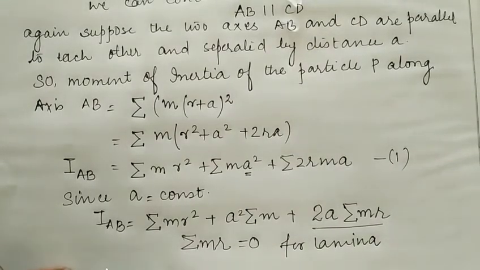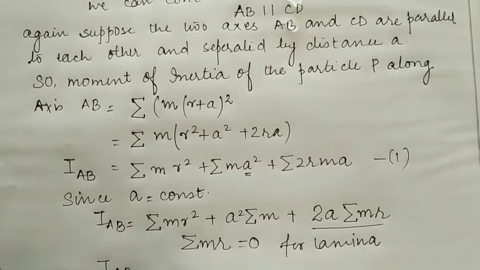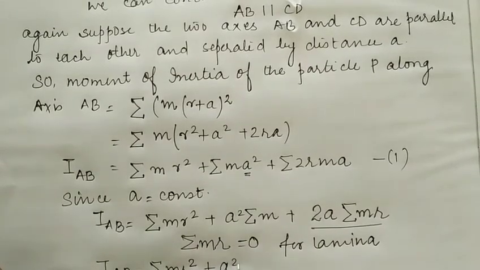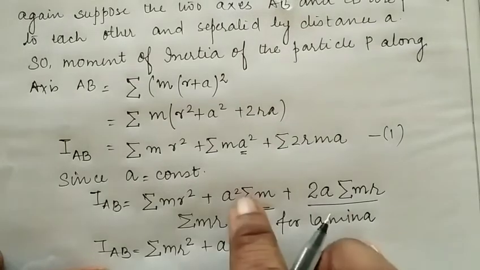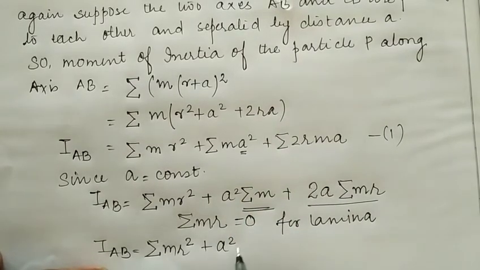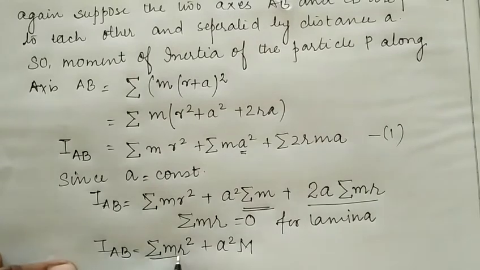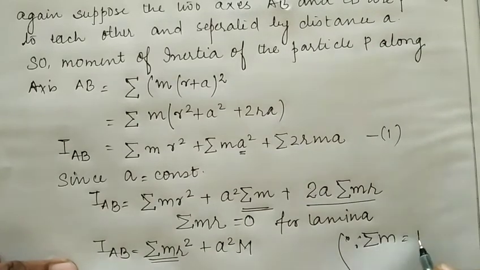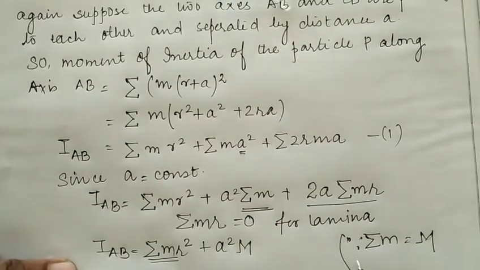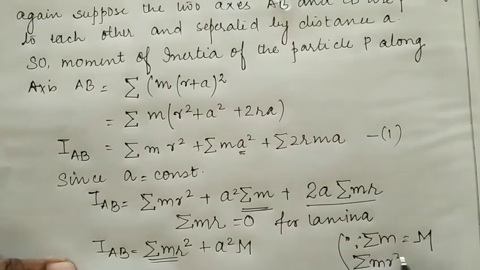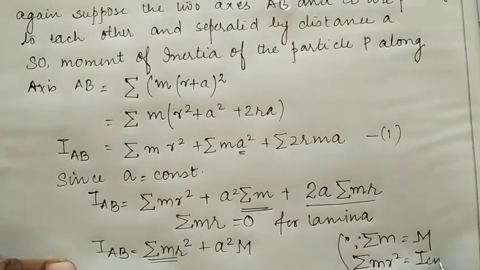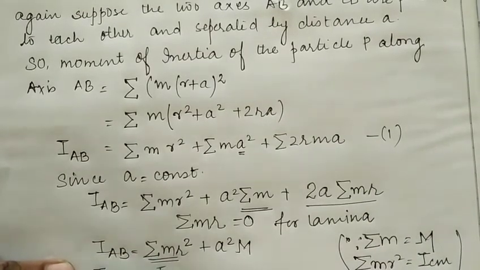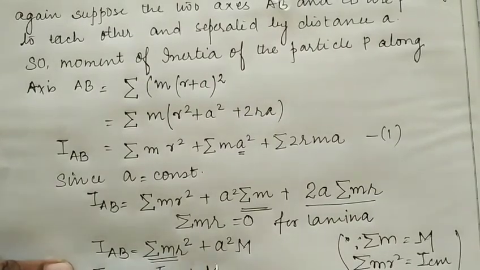So in this condition we can write that I_AB is equal to summation of mr square plus a square summation of m, that is the sum of all the masses of a body, which will be termed as capital M. So we know that summation of m is equal to the total mass of the body, and summation of mr square is the moment of inertia about the center of mass. So from here we can write that I_AB is equal to I_CM plus Ma square.